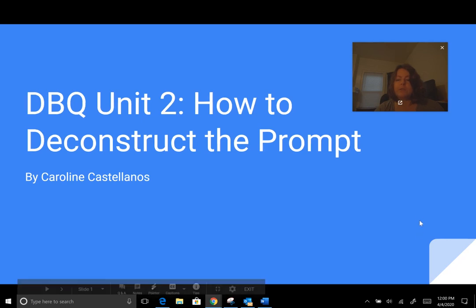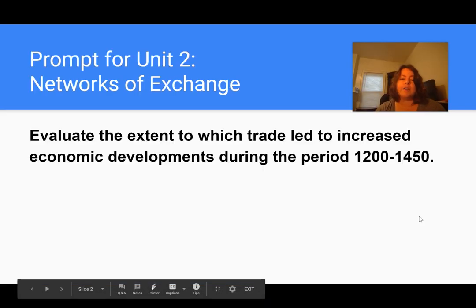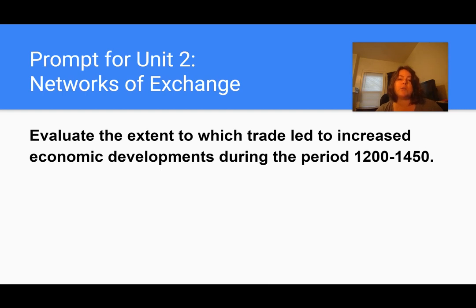So the first thing we need to do is deconstruct the prompt. Often my students struggle with, "I don't know what the prompt is asking me to do. It has this strange language." And so here's our prompt. Evaluate the extent to which trade led to increased economic developments during the period 1200 to 1450.